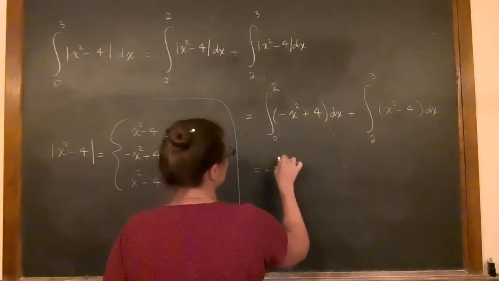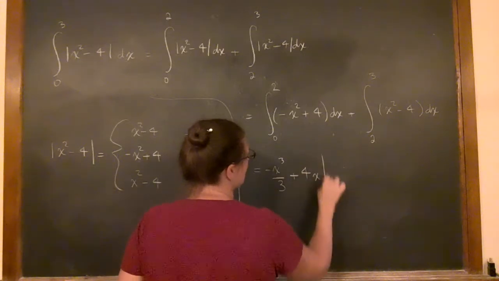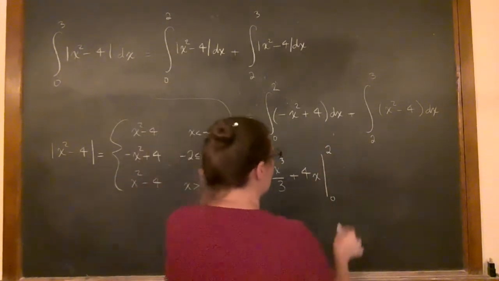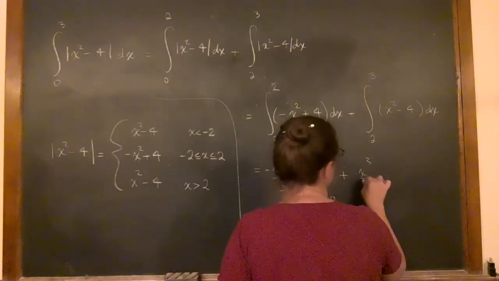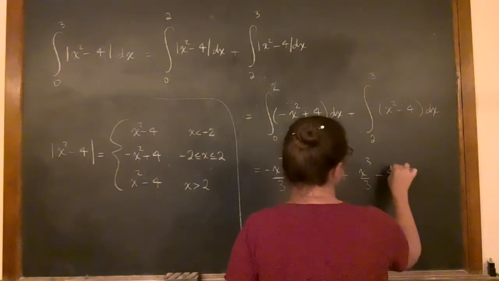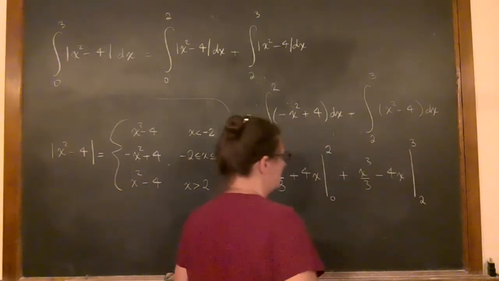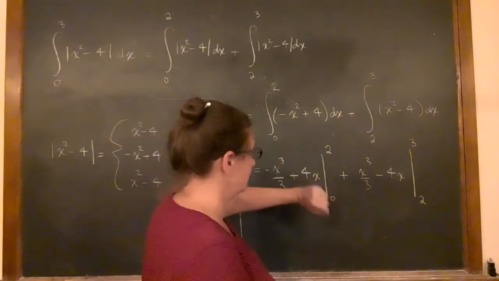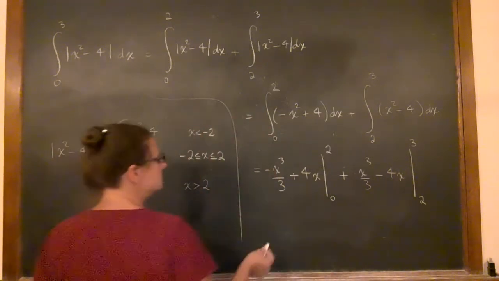At this point, everything's easy, because we know how to integrate this. Let's be careful, though. And then this is going to be x cubed over 3 minus 4x from 2 to 3. So this one gets evaluated with these limits, and this part gets evaluated with these limits. And then we just plug and chug.